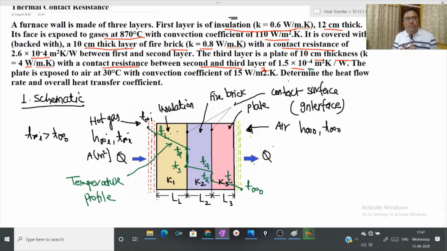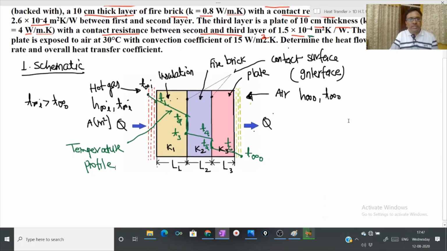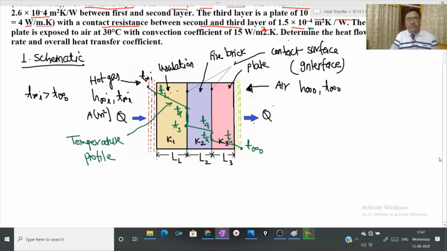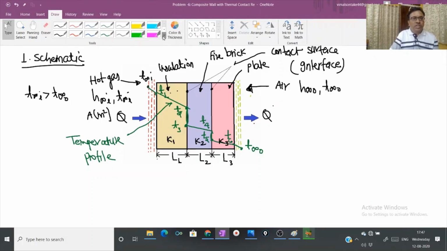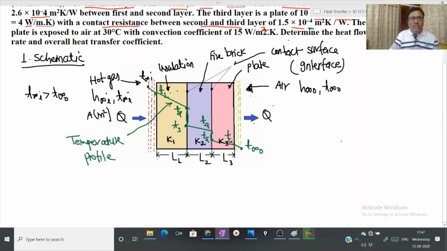So now we have represented all the required information on this schematic. Now let us draw the equivalent electrical circuit, because in this case the equivalent electrical circuit will play a great role to understand the effect of thermal contact resistance. So the flow quantity will be heat flow rate.